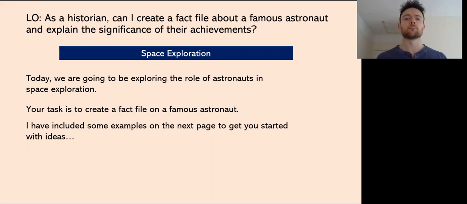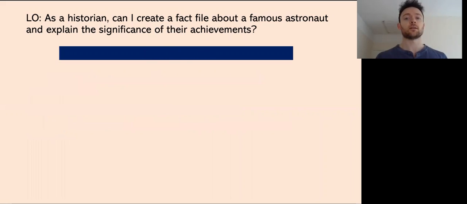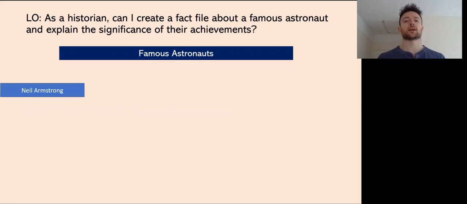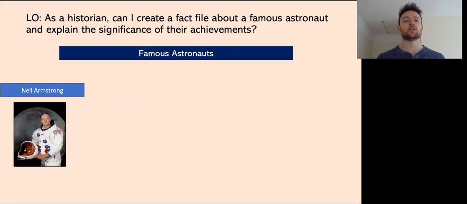potentially write about, okay? But as I mentioned, I'm now going to share with you some examples that came to my mind. But you're under no obligation to use these. You can use whichever astronaut you want to, okay? So, first one that came to my mind, famous astronauts, is Neil Armstrong, okay? He's probably the most famous astronaut of all time. And he's an American astronaut, and he was the first person to walk on the moon in 1969, okay?